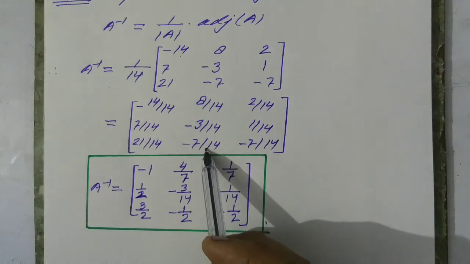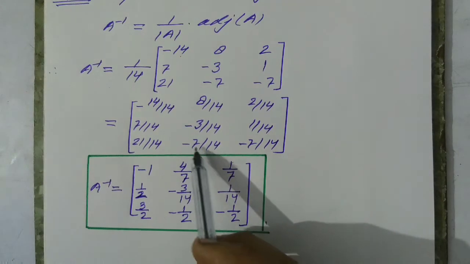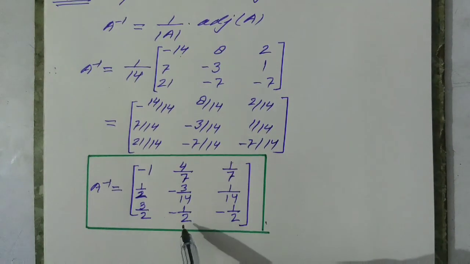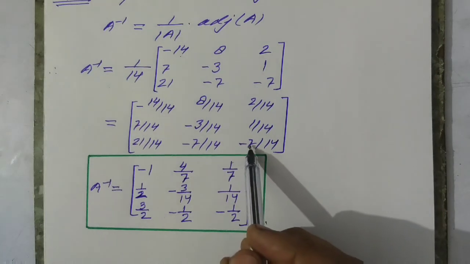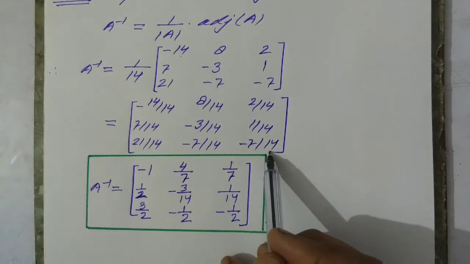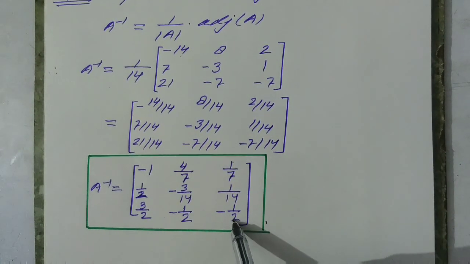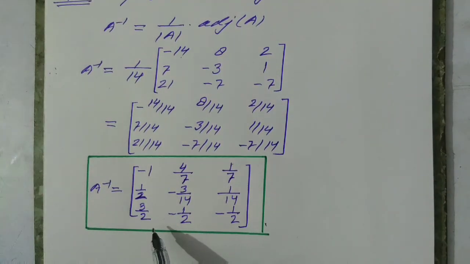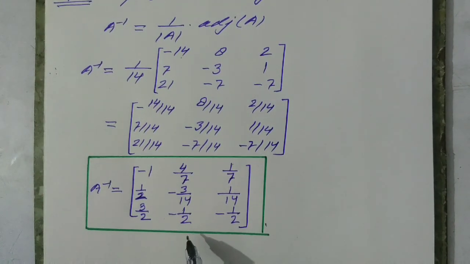In the next, both are divisible by 7. So 7 1s are 7, 7 2s are 14. We get minus 1 upon 2. In the same way, the next element is minus 1 upon 2. So this is the way to find the inverse of a square matrix of order 3 by 3.